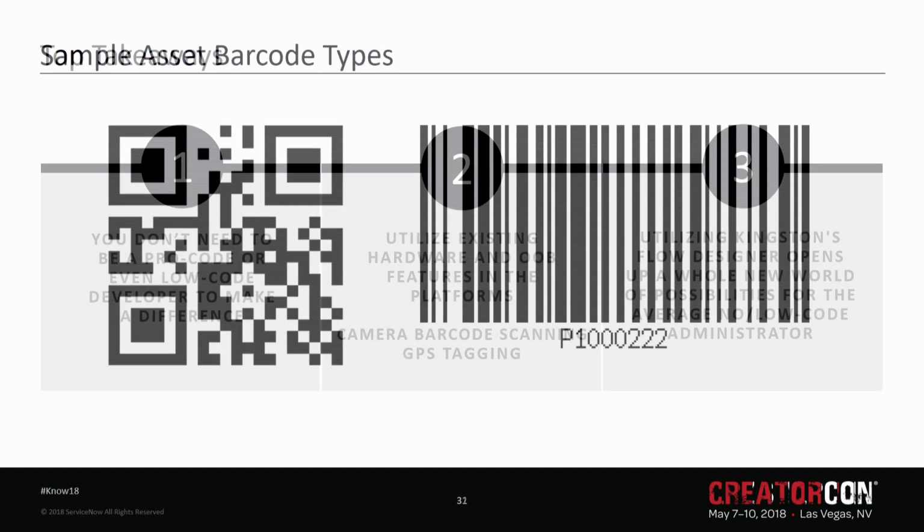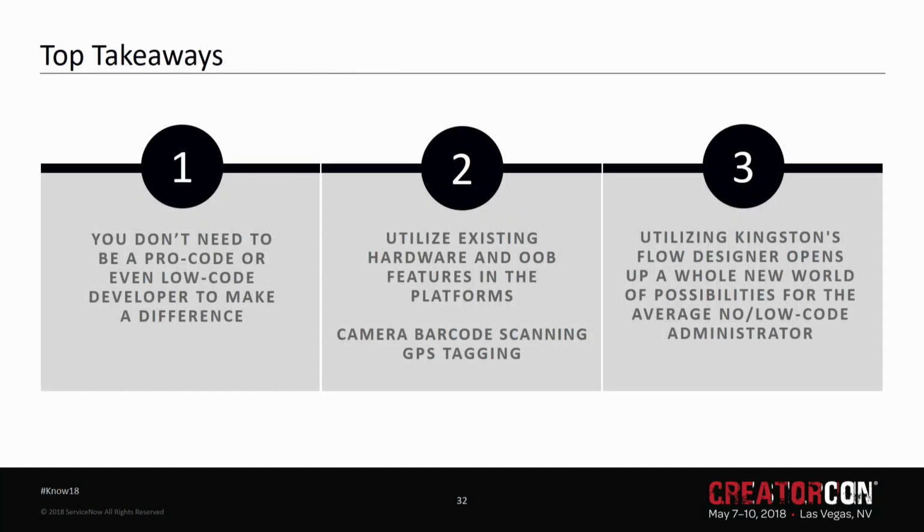So the key takeaways are you don't need to be a pro coder or even low coder to develop and make a difference for your organization. Really, those 3 lines of code we had in there just make things a little bit better, but at the same time, Flow Designer, no code necessary at all. Plus, utilize your existing hardware and out-of-the-box features in the platform. I mean, all of us have cell phones. All of us have barcodes on our laptops. And then, opening it up into a whole level of possibility of Flow Designer, I'm excited where that's going.